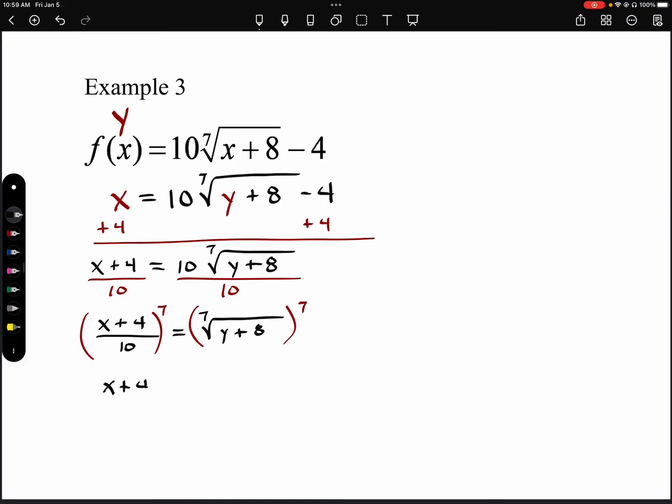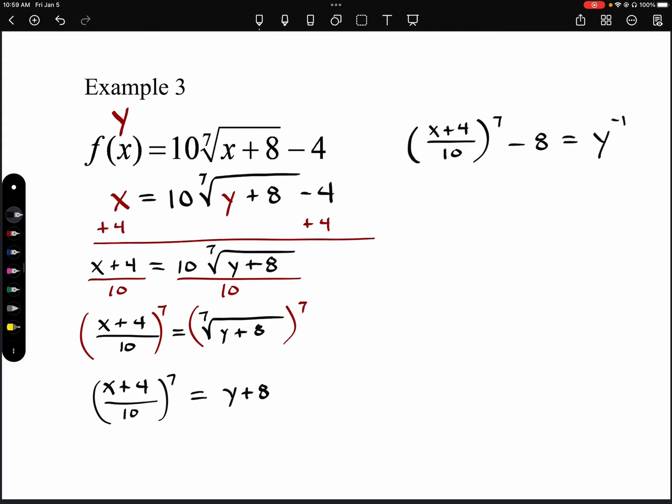Those of us that write out our steps, it makes it much easier, and there are way fewer mistakes when we do that. And then we're going to subtract our 8. So I'll just go ahead and rewrite it up here so there's some room. We're going to have x plus 4, all divided by 10, raised to the 7th power. And then we're subtracting 8, and that is going to equal our inverse equation. And you're welcome to plug something in there if you need to check it.